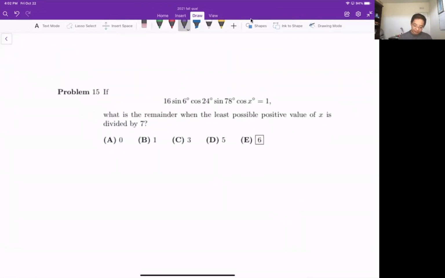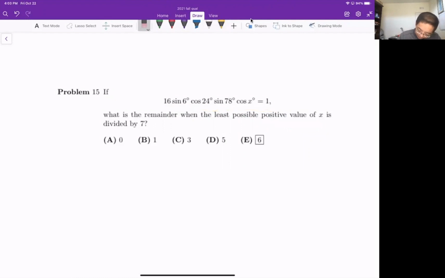Question number 15. The problem says here we have this equality, 16 times sine 6 cosine 24 cosine 78 cosine x equals 1, and we figure out what is the least possible value of x. Now here we notice that 6, 24, 78 are not special angles, so we cannot find the exact value of each of those. The common trick is maybe you can multiply by cosine 6 and then use the double angle formula going up. Maybe we can find nice couplings. All right, let's do that.